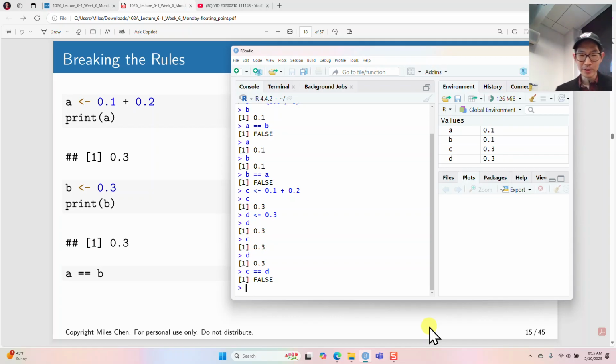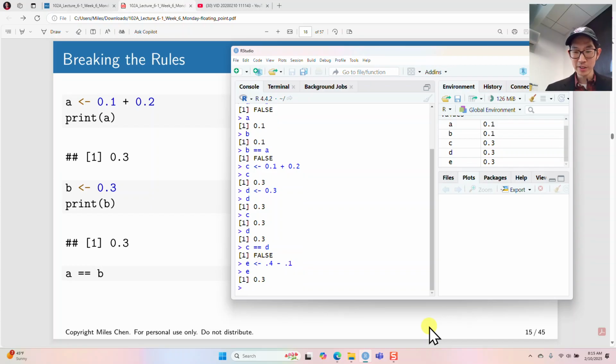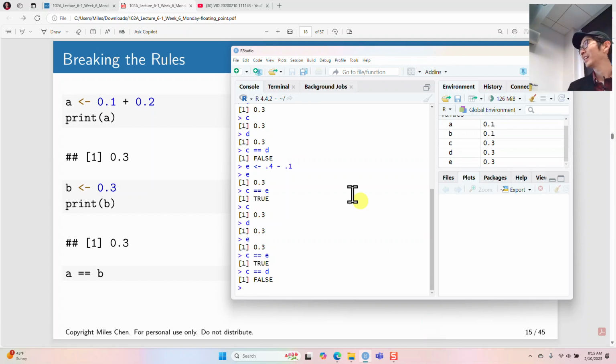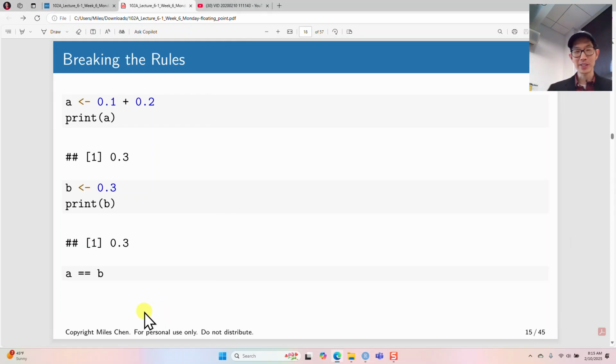But then if I do other things, like here's E is going to be 0.4 minus 0.1, okay? Here's E. I can ask, is C equal to E? And that's going to be true, all right? So here's C, here's D, here's E. I can ask, is C equal to E? Yes. C equal to D? No. Okay. And it feels strange. It feels like, what is going on? Something doesn't feel right, okay?